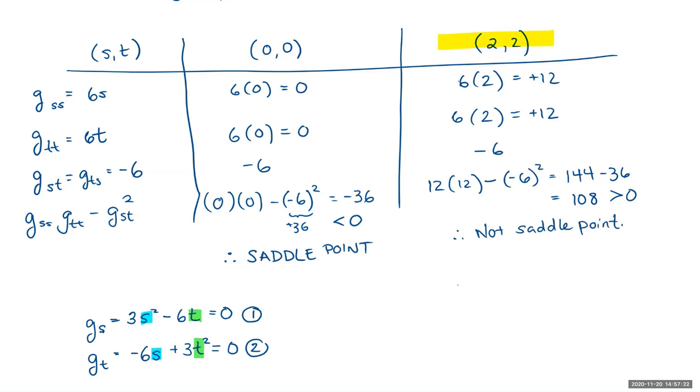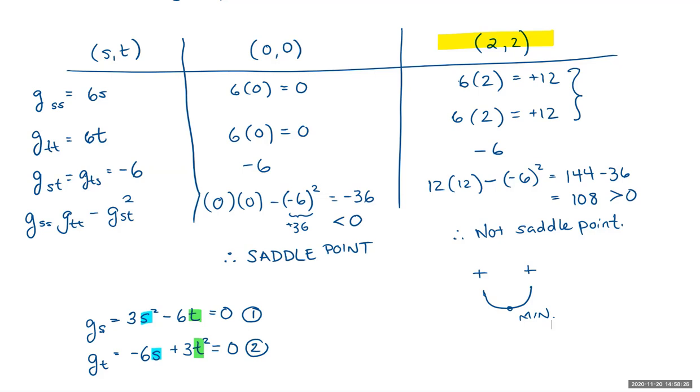So now, concluding that it's not a saddle point, I know that it's either a min or a max. What I see from my GSS and GTT derivatives is that they're both positive, meaning that we are concave up in both directions. This is going to be a min. It's shaped a little bit like a bowl at this coordinate, and this is the bottom of the bowl.